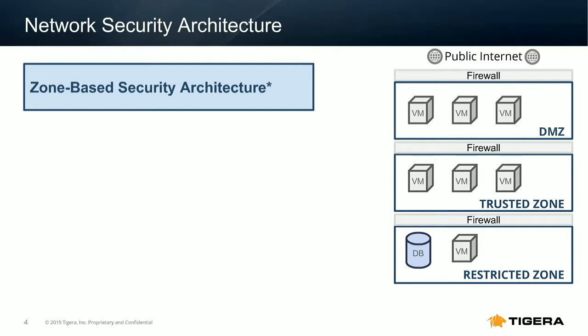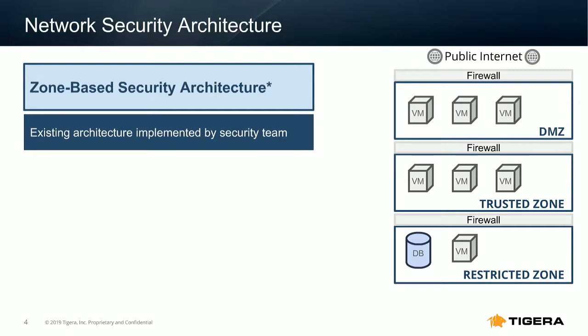So the first thing to go over is the network security architecture, and oftentimes this is called a zone-based security architecture. We find that some call it something different, but when you use this terminology, it's generally known by most. And a zone-based security architecture is the existing architecture that's typically implemented by security teams. So this is something which has been in place for a very, very long time.